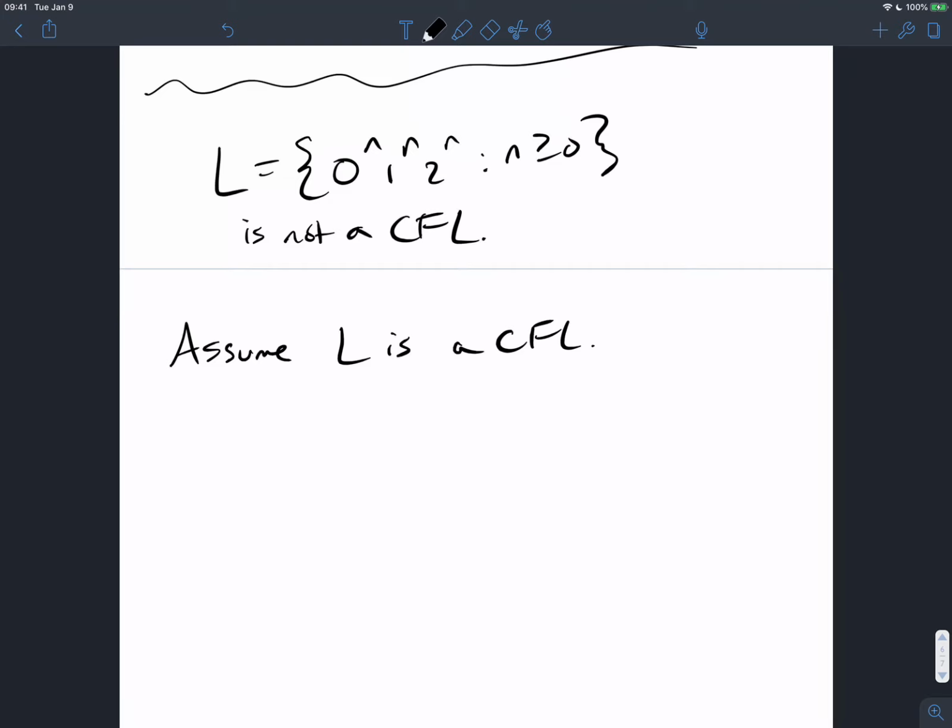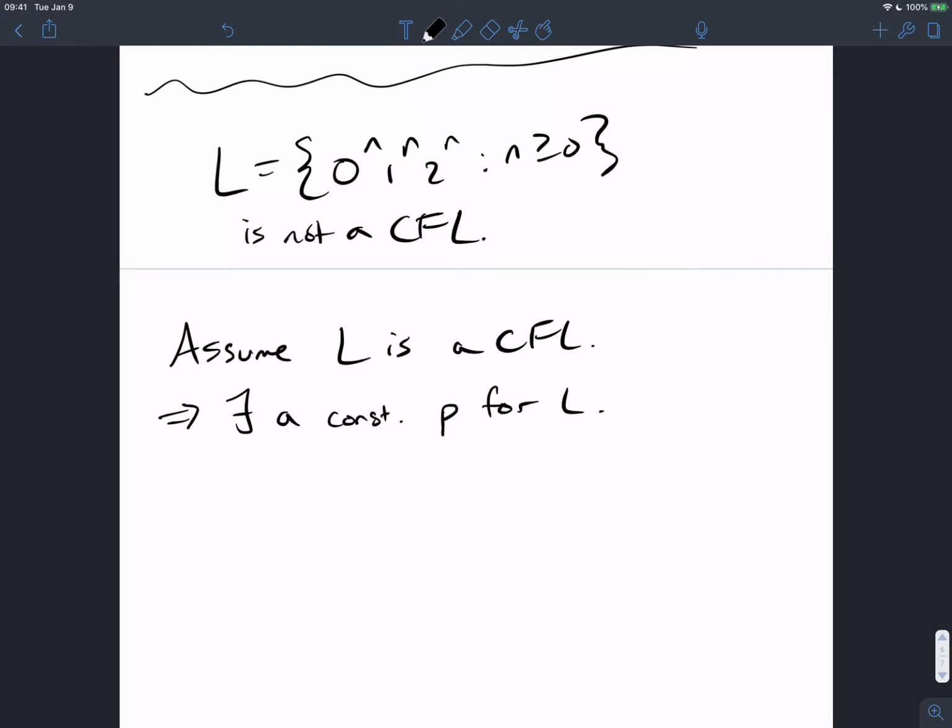Then there exists this constant P for L. Yes. So then there exists a constant P for L. Okay. Now what do we do? What do we do next? We've got to pick some string with what properties? It has at least P characters and is in the language. Any suggestion?